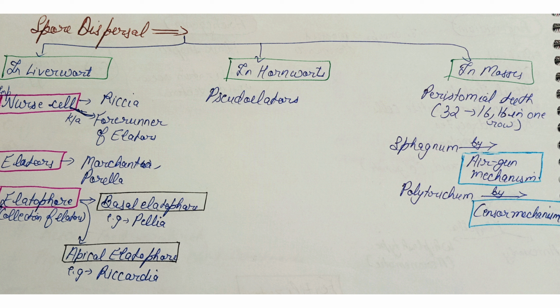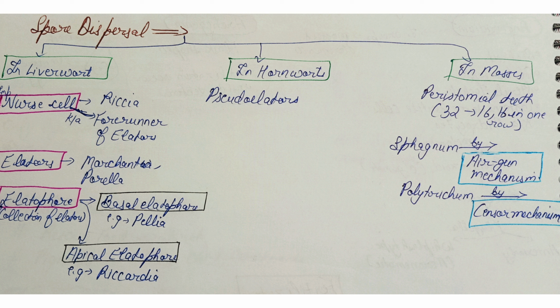Elaters are seen in Marchantia and Porella. Elaters are also enclosed within the capsule, and on maturity the protoplasm of elaters becomes dead and hygroscopic. Due to this they absorb water and when they burst, they help in spore dispersal. Elaterophores are seen in Pellia and Riccardia. Elaterophores are a collection of elaters.